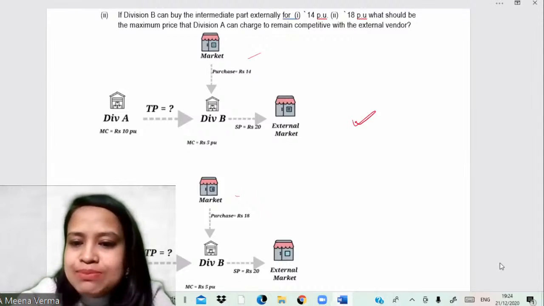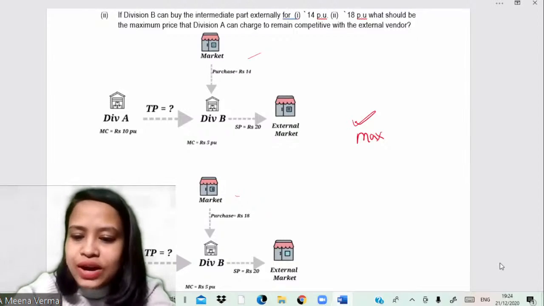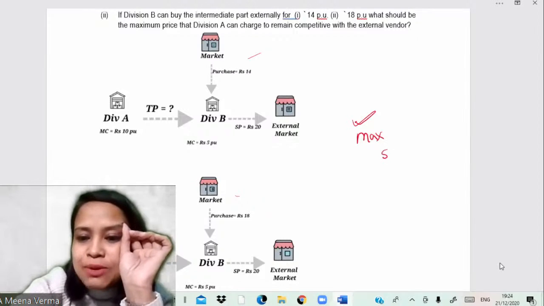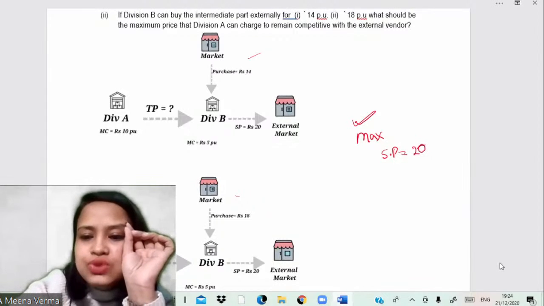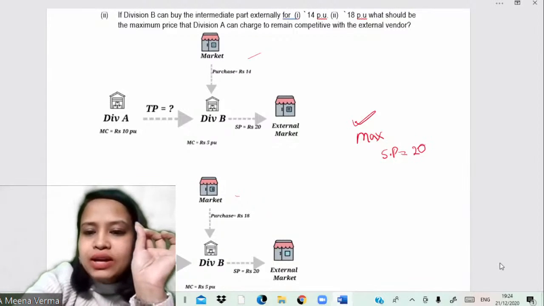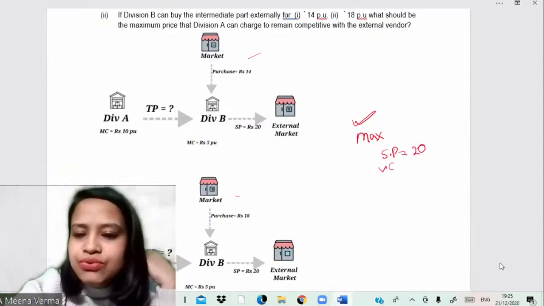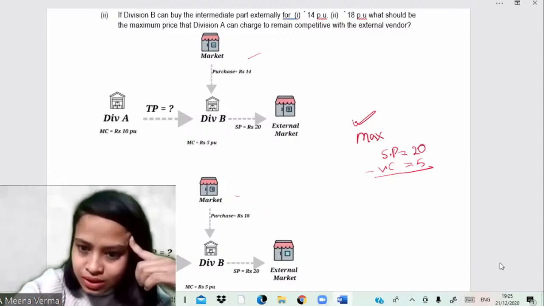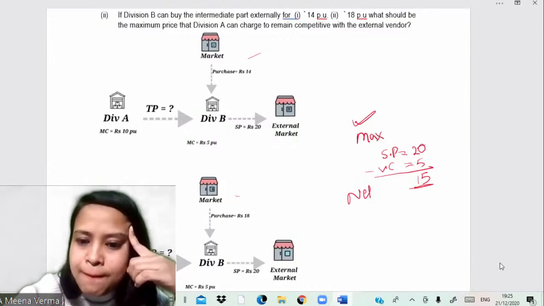For deciding the maximum price for division B, we will try to find the net marginal revenue. What is the net marginal revenue? You will consider the selling price of the final good you have. You can see here the selling price of the final good is 20 rupees. You can sell the final good in the market for rupees 20. And the further processing cost in division B, the variable processing cost, is rupees 5. If you consider this, you will get 15 rupees. So 15 is the net marginal revenue.